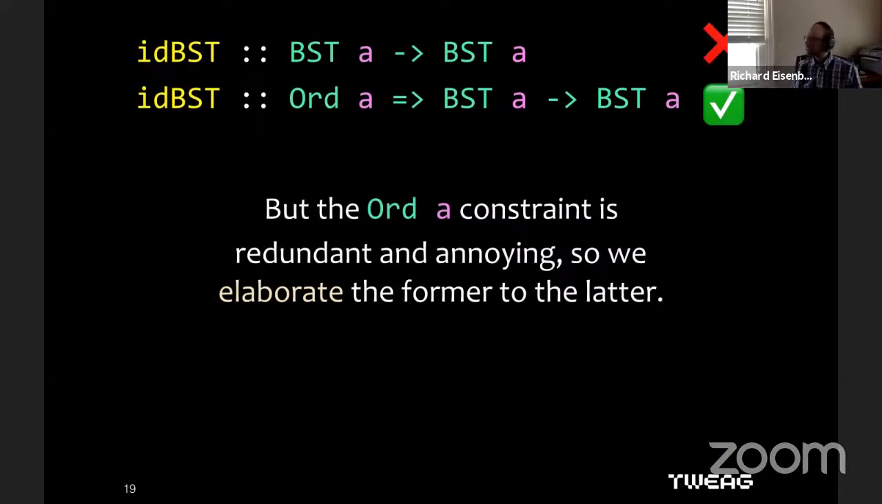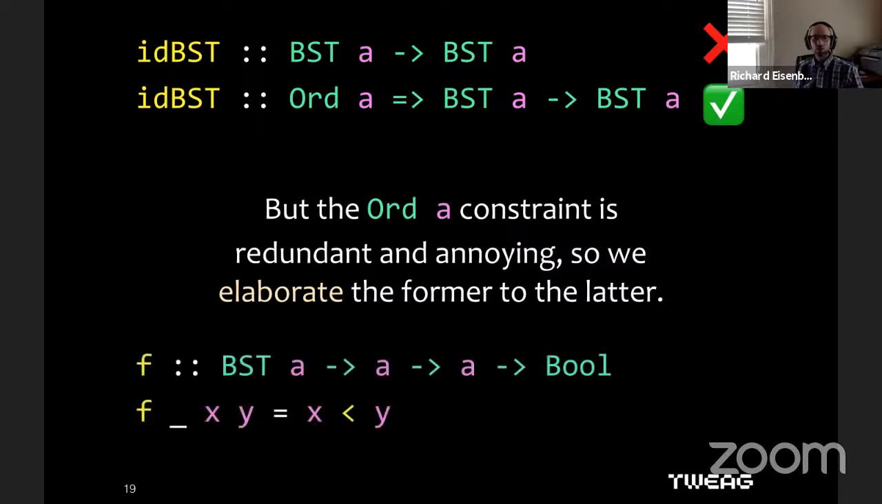So in practice, even as much as I said that this is really what I want to do, this is a bit redundant. If I can't ever talk about BST a without having my Ord a constraint, then what I'm going to do is say that every time I mention BST a in a type signature, we're just going to pretend that I have the Ord a constraint in there as well. So here's a concrete example. I have a function f that takes a BST a.